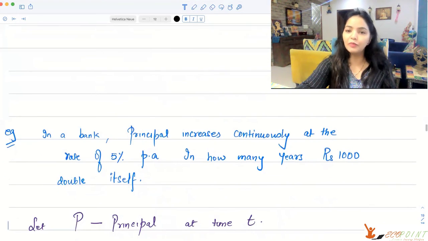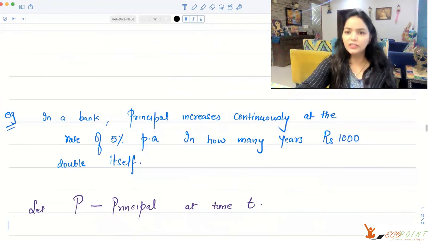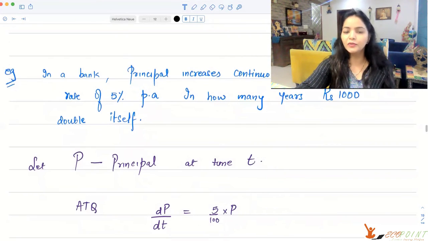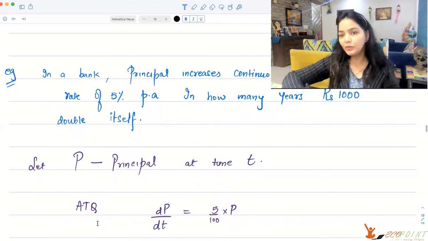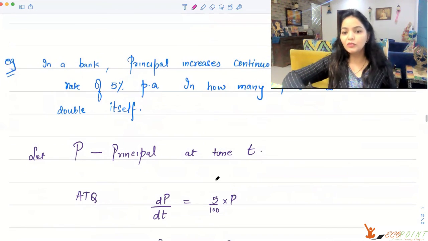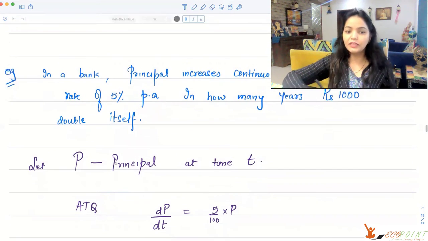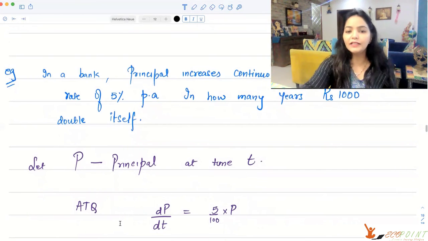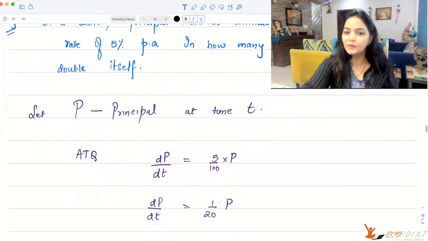So essentially, if P is your principal at a particular time t, then according to the question, we know that the rate of change, dP upon dt, where t is the time, is 5% of P. So 5% of whatever amount is there, that's the rate. The rate of change will be 5 upon 100 into P. So we have that dP upon dt is 1 upon 20 times P.